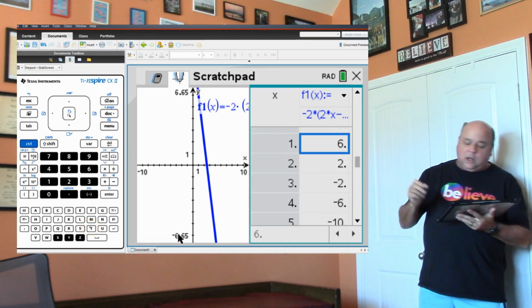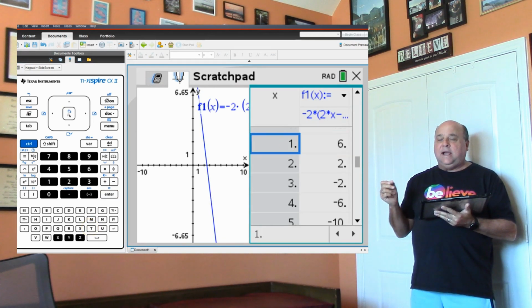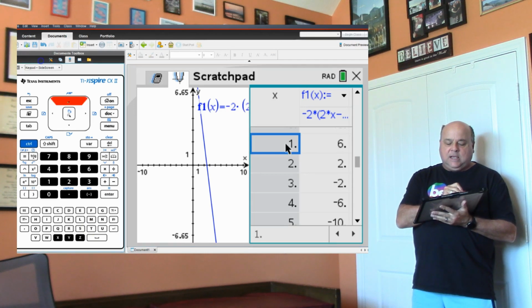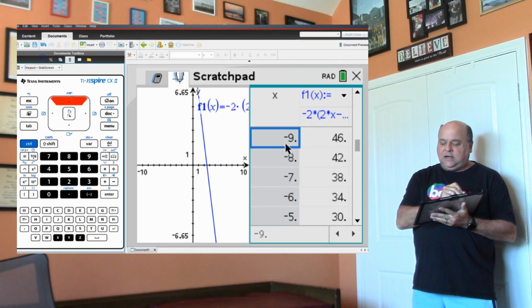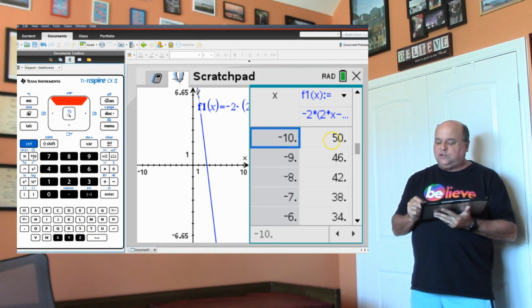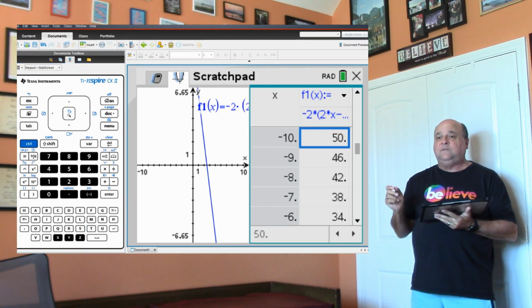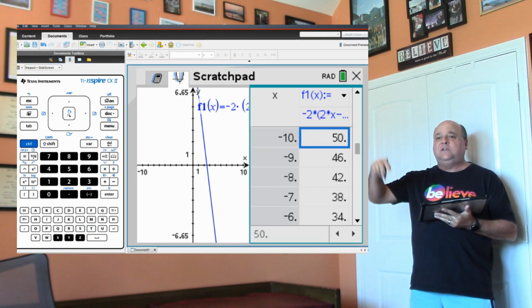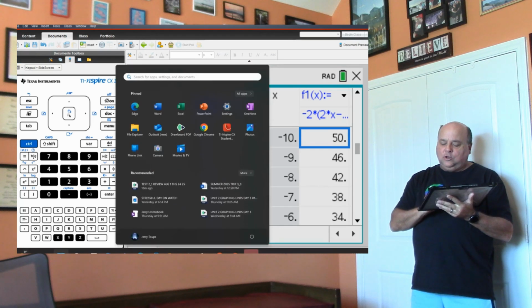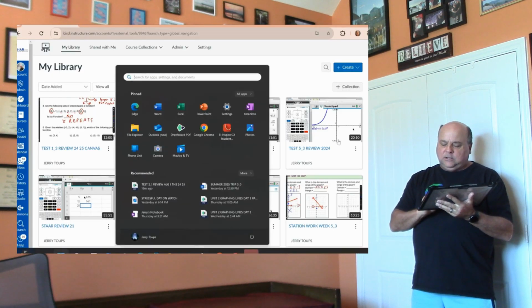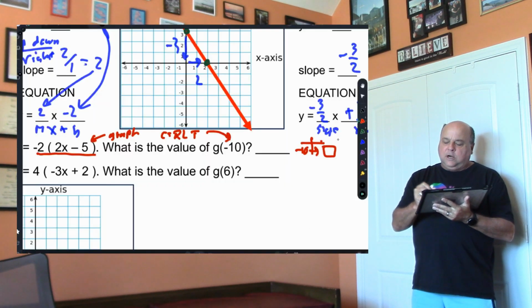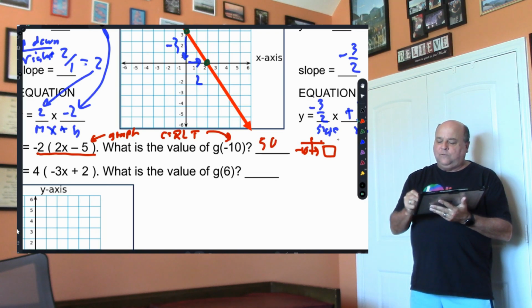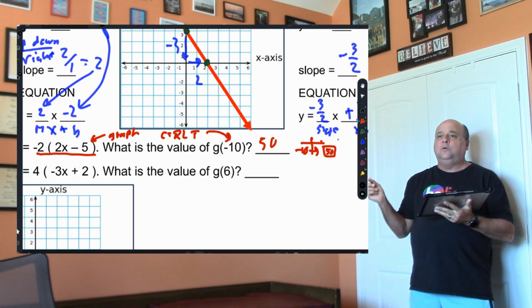Now on this problem, I want my x to be -10. So I'm going to hit my up button until I get to the -10. The -10 is right here, and to the right is the 50. So if I input -10, my output's 50. You should not miss this, okay? So on your paper, you're going to put 50 right here. So if you input -10, you output 50.